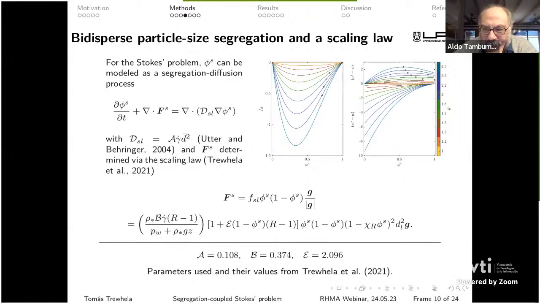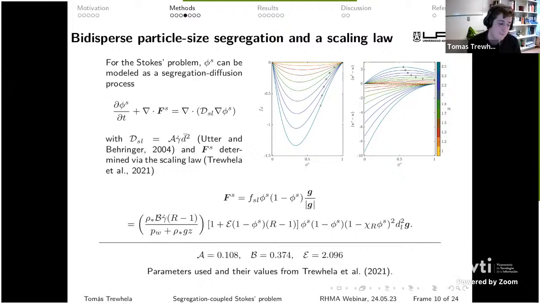That's also an active topic, because there isn't a clear diffusivity coefficient for this problem. The reference I'm using here is Utter and Behringer. They calculated a diffusivity of particles, but there isn't a clear diffusivity coefficient for this problem. In full fairness, the scaling law I developed is for the convective term for segregation, but there is no consistent diffusive term for that. So that could be an interesting thing to explore.